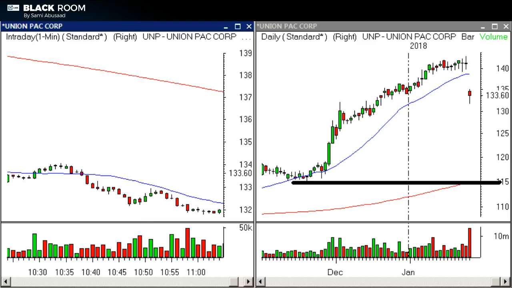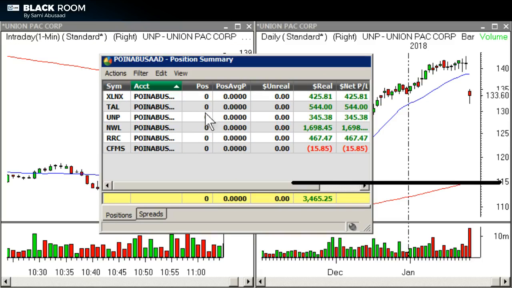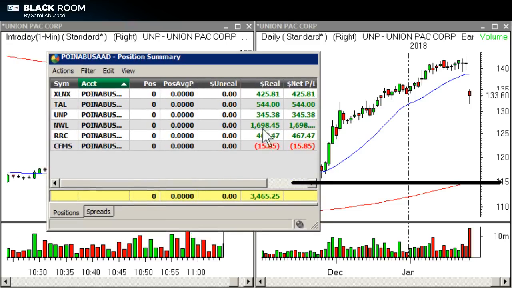So that was the play. It was a very nice play, but because I killed almost half, it only made 340 bucks. Otherwise, again, it would have been a much better play. And I missed the NWL in the meantime, but I was able to extract $1,700 from the NWL.